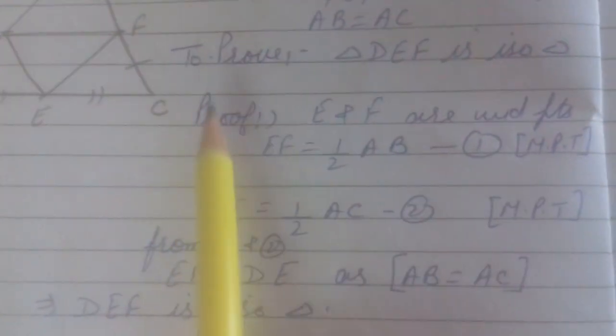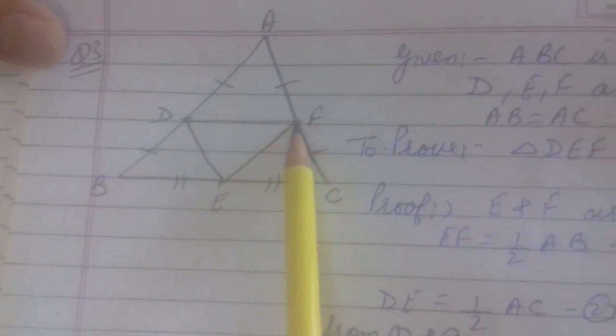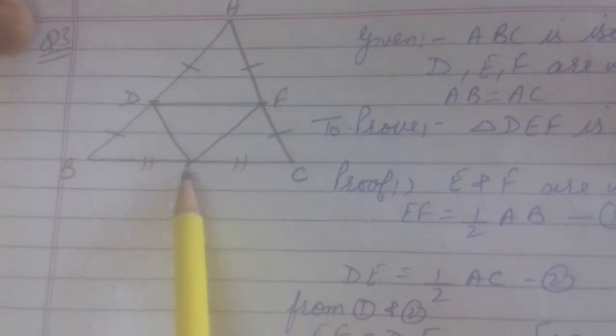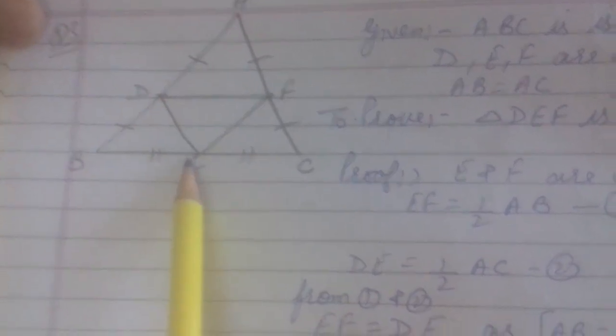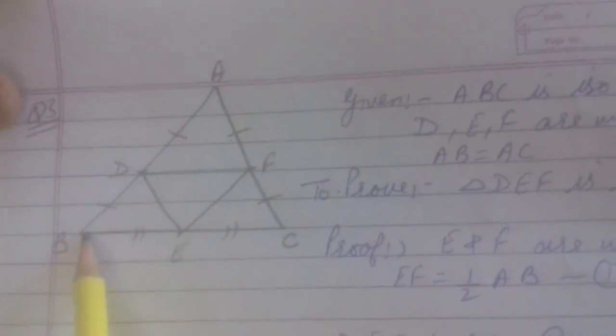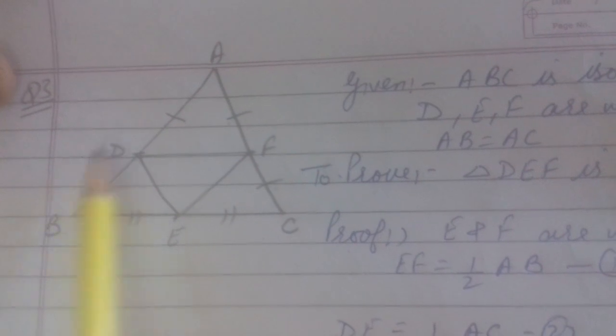So what I'll do, look children, in this triangle E and F are the midpoints. So I can write EF is equal to half of AB. D and E are also midpoints, so I can write DE is half of AC. So beta, EF is half of AB, DE is half of AC, and AB and AC both are equal.